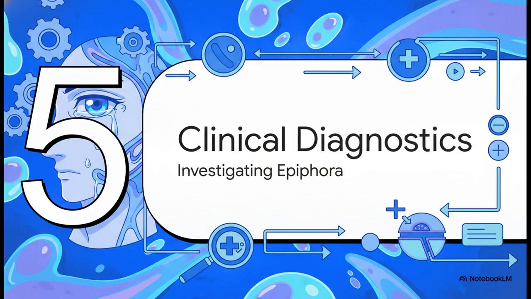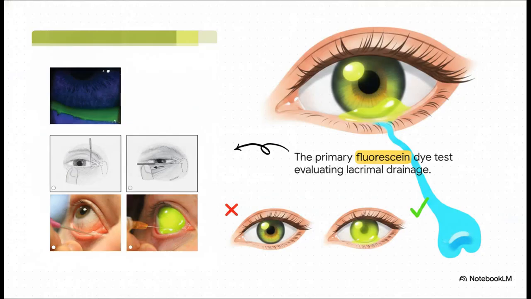Section 5. Clinical Diagnostics, Investigating the Watering Eye. Okay, so how do we figure out what's going on clinically? We always start with a primary fluorescein disappearance test. We place a drop of bright yellow-green fluorescein dye right onto the eye. Then we just wait 5 to 10 minutes. In a perfectly normal system, that blink pump will wash all of the dye straight down into the nose.